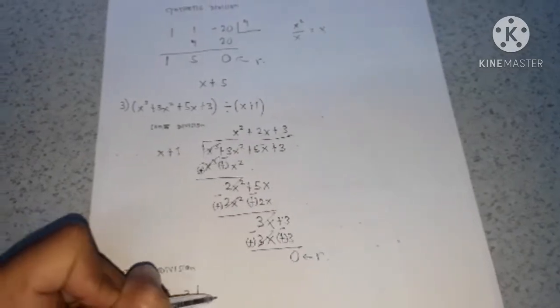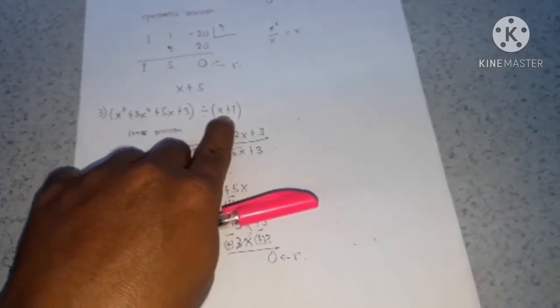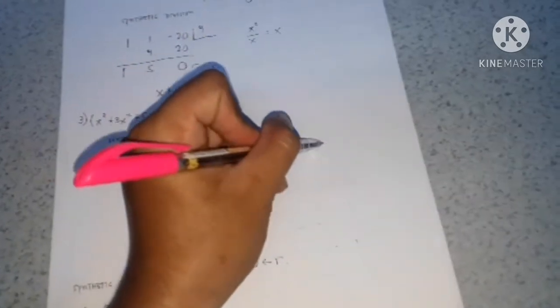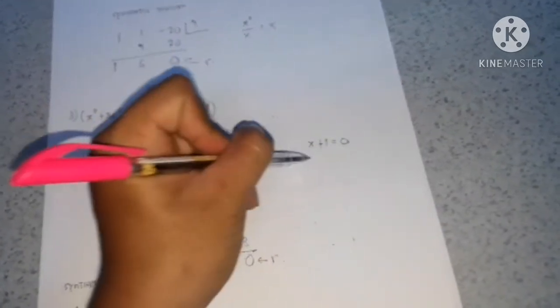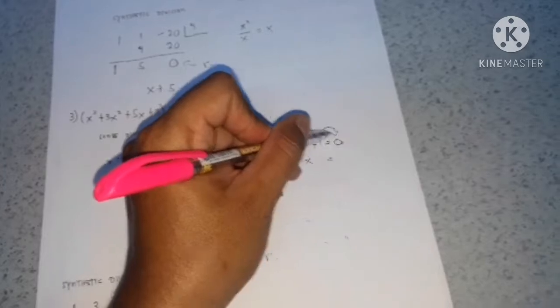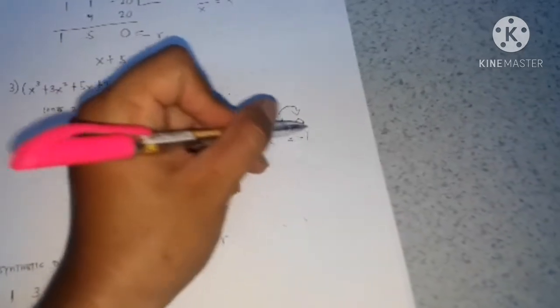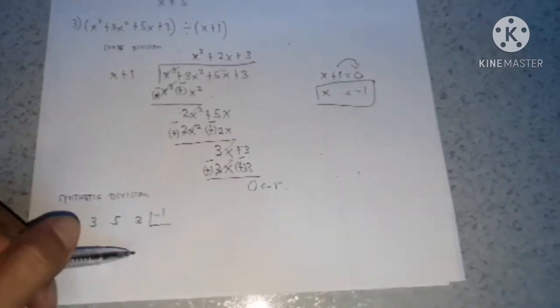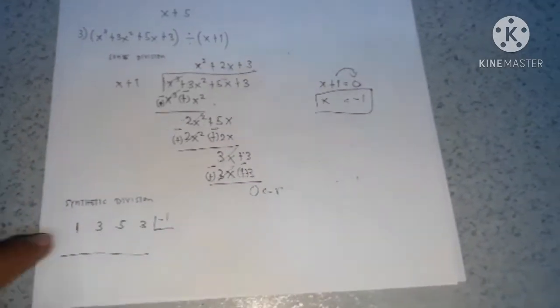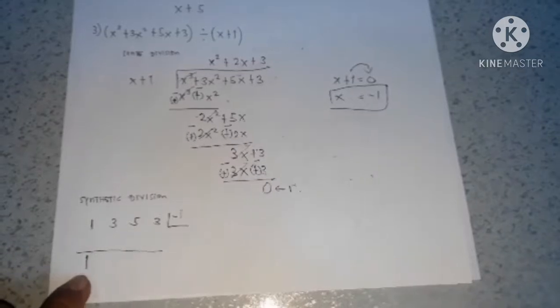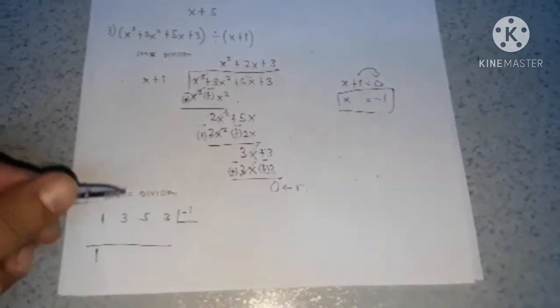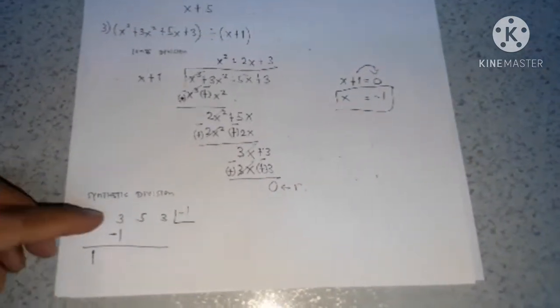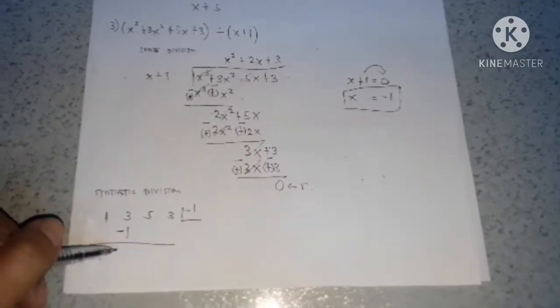And then, equate the divisor to 0. So, you have x plus 1 equals 0. And then, find the value of x. So, from positive 1, pwede nilipat, magiging negative. So, you have negative 1 in here. And then, bring down 1. And then, positive 1 times negative 1, that is negative 1. Dito ang sagot. And then, positive 3 plus negative 1, that is positive 2.